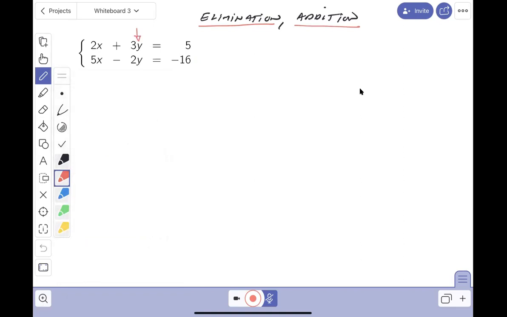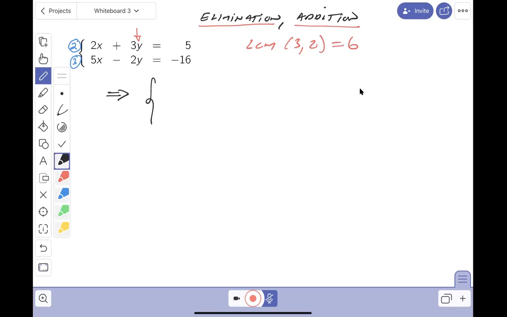And I'm going to select this one. So what we're really looking for is the LCM between 3 and 2, and that would be 6. Right. So I need to make the top equation, if I want to get rid of the y's, plus 6. Well, what times 3 would give you plus 6 is 2. And the bottom equation has to be minus 6. Well, what times minus 2 gives you minus 6? That would be 3. All right, let me go through that with you.